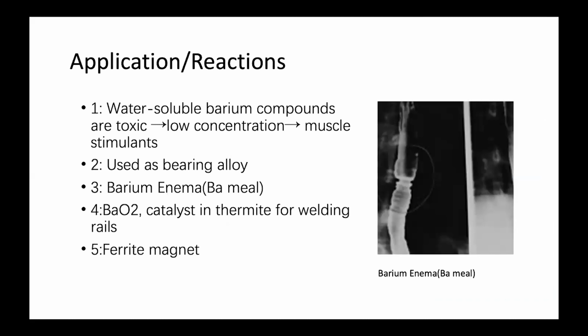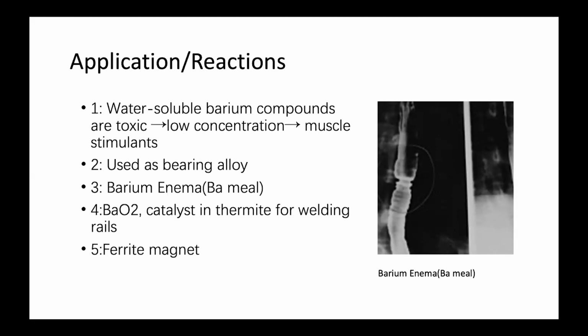There are several applications for barium. The first is that water-soluble barium compounds are toxic, but low concentrations of water-soluble barium compounds can be used as a muscle stimulant. And another is barium alloy, which has a high strength. Third is called the barium meal, also known as the barium enema. It can be used to diagnose some stomach diseases.